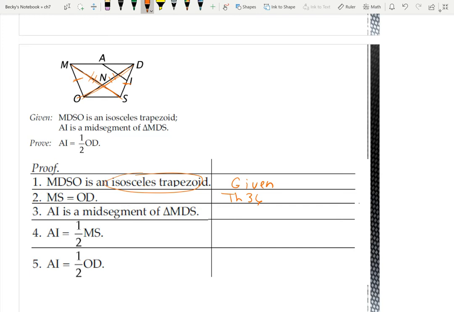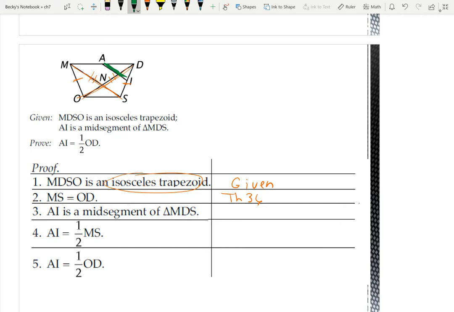AI is the mid-segment of triangle MDS. All right, let's find that on here. AI, let's change colors, is a mid-segment. Okay, so again, as soon as they tell me mid-segment, things pop into my head.